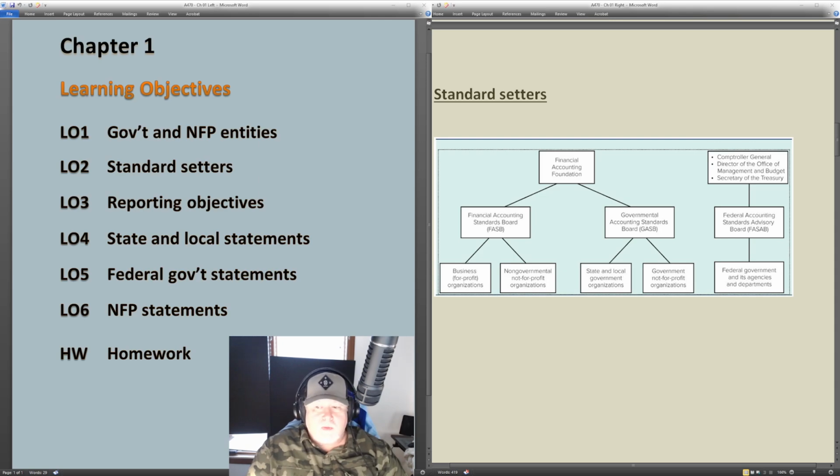Now, separate from state and local governments, you have the federal government. It's on page 16. Yes, thank you. The state and local government are handled by GASB, but the federal government has its own set of rules, and that's the Federal Accounting Standards Advisory Board, FASAB.